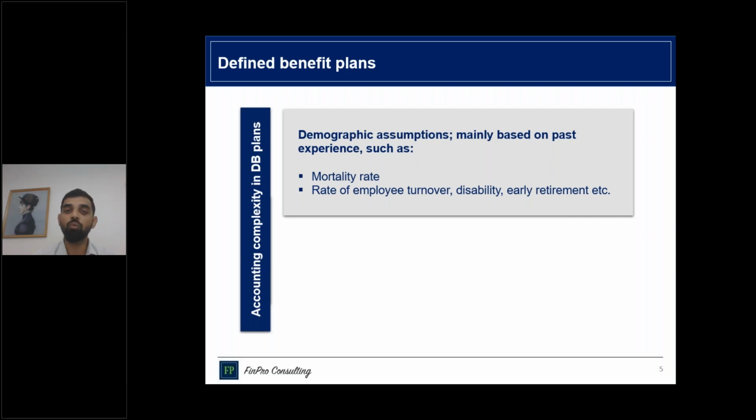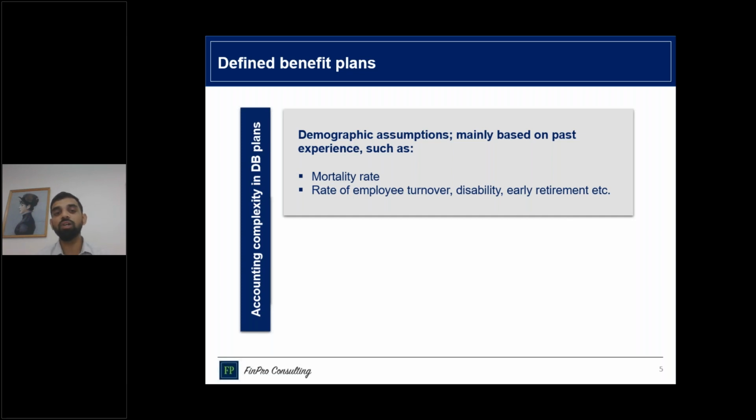We don't know what could be the last drawn salary. We don't know how many number of years a particular employee is going to work in that organization. And that is why, in order to estimate the total outflow at the end of his retirement life, we need to use certain assumptions or estimates while calculating the total liability relating to gratuity or any other defined benefit plan.